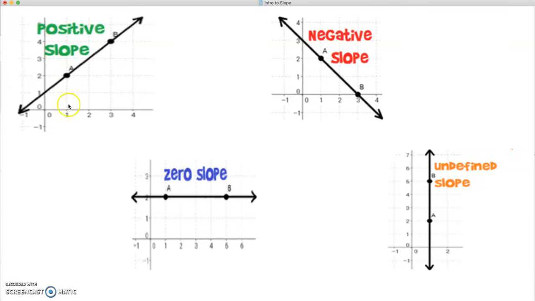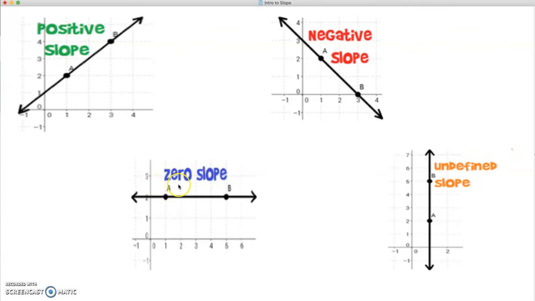As we read our graphs from left to right, notice that this line is increasing. So we call this positive slope. As we read the graph from left to right here, this graph is falling, so we say it has a negative slope.